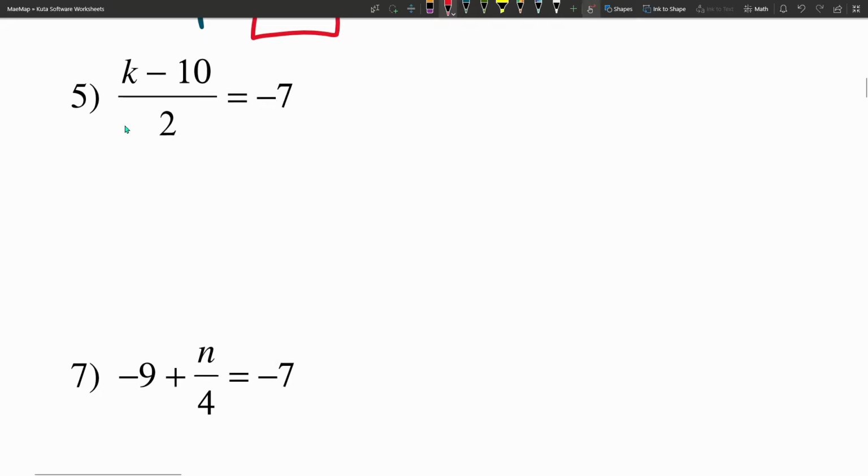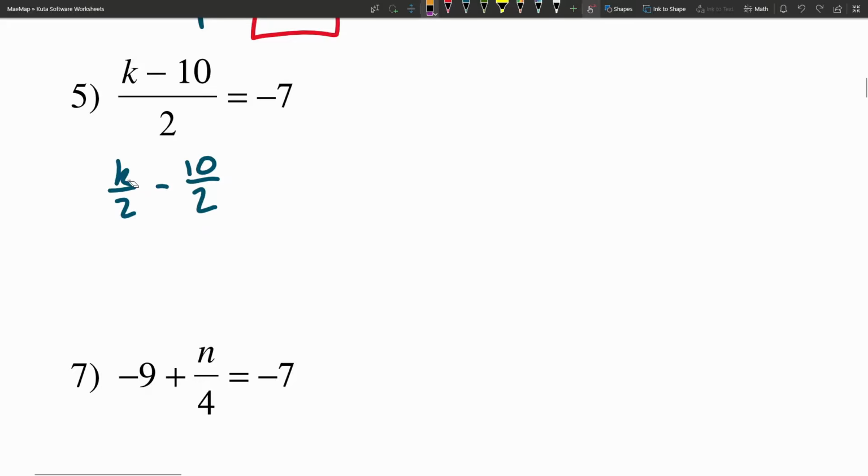In number 5, we have k minus 10 over 2. Now, look at this. K minus 10 is in the numerator. So if we tried to start by adding 10 to both sides, that's not going to work because the 10 is over top of that 2 too. So if I was to split this fraction up, it would really be k over 2 minus 10 over 2. K over 2 minus 5. So then I would need to add 5 to both sides.